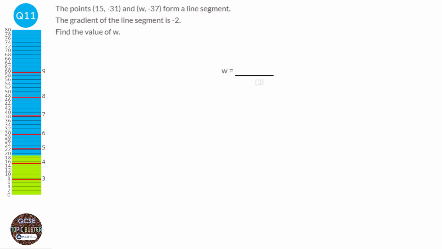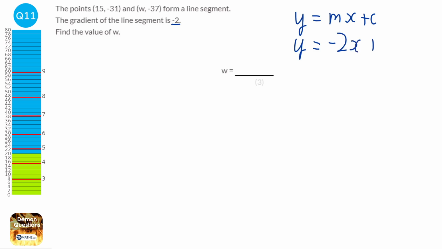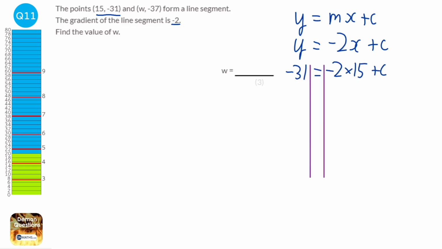centimeters cubed. So we're going to start by understanding that all lines form or can form an equation y equals mx plus c, with m being the gradient and c being the y-intercept. It says here the gradient is -2, so we've already got a bit of a head start with this, but we don't know what the y-intercept is. So we're going to use this first set of coordinates to work out what the y-intercept is. So y is -31 and x is 15. And we're going to use this to solve and find out what c is.